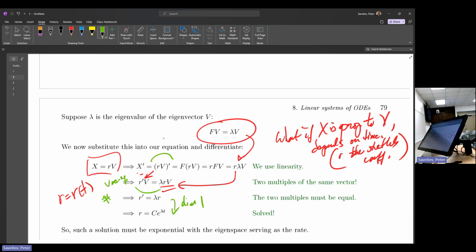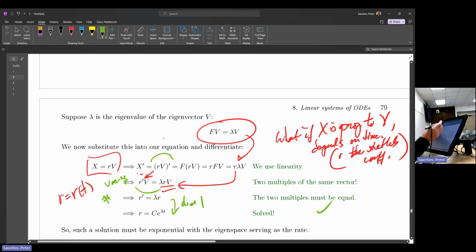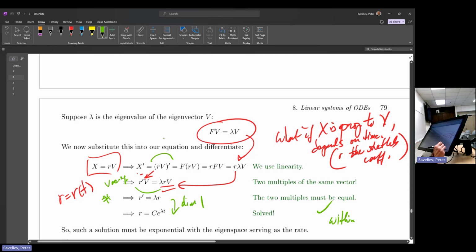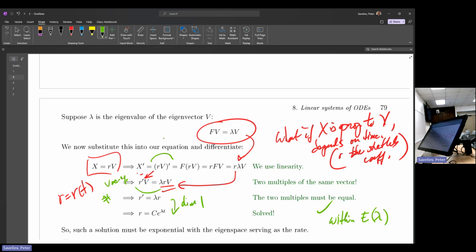Okay, so we did it a few times. Once again, if you want to model population growth or decay, the rate of change of the population is proportional to the population. R prime is equal to lambda R, and so it's solved. And that's the good news, because now we know what's happening within E lambda. If lambda is our eigenvalue, we found its eigenspace. It happens to be a straight line, then we do not leave that straight line, and within that straight line we have exponential growth or decay with a specific formula provided.